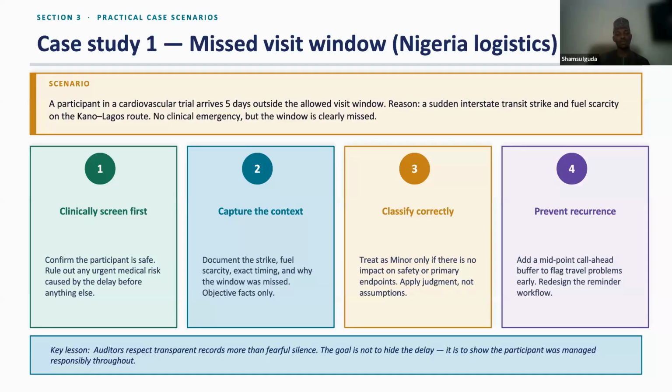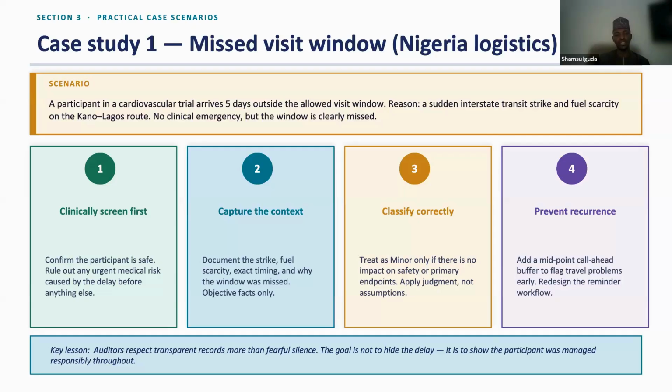That's step 4, prevent recurrence. So you have to prevent recurrence, and Mrs. Nuria has explained in detail how you can prevent recurrences in some instances. So you can add a practical operational step, a midpoint check, maybe calling the participant to remind them about their follow-ups and things they can get ready before their scheduled appointment.